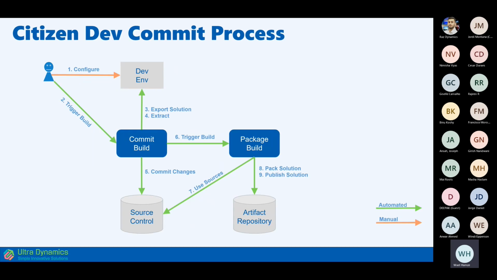From a citizen developer, this is another kind of approach. The citizen developer configures the changes in the dev environment, typically in a solution. Then they would trigger a process. That process would extract the changes from the dev environment, push them into source control, and then trigger a build, and that would generate a package. So in this case, this person is not having to deal with version control and builds, all this kind of stuff. They just focus on configuring or building their app.